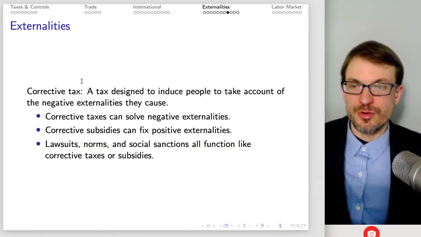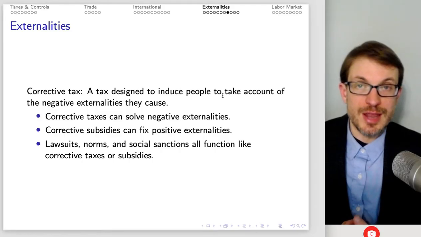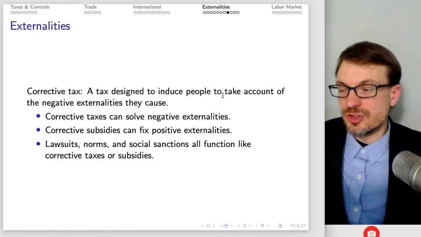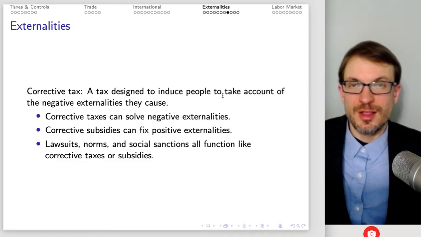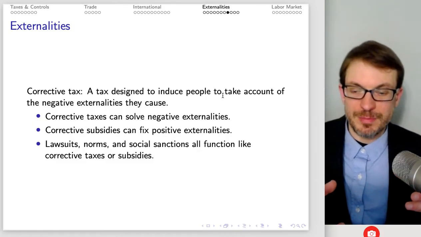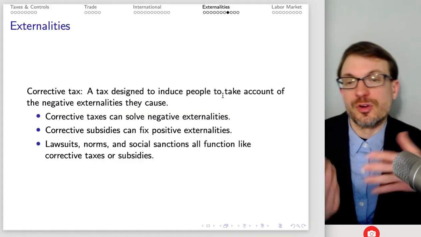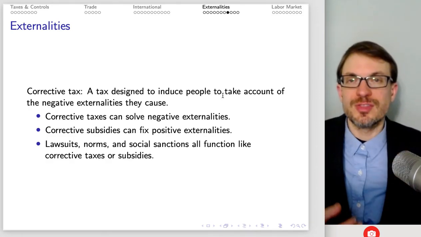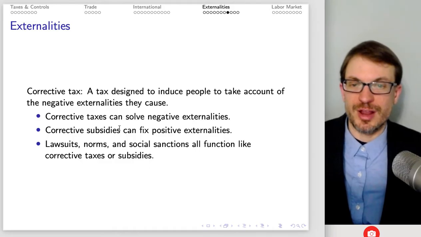All right, so a corrective tax is a tax designed to induce people to take into consideration the negative externalities they cause. So you ideally try to set up a tax on whatever is the primary activity that's equal to the size of the external cost. The decision maker is not going to be able to pay attention to the externality, but they're sure going to pay attention to the tax, and then they're going to reduce the amount of whatever is that original activity, thereby reducing the negative external effect. So that can solve negative externality problems.